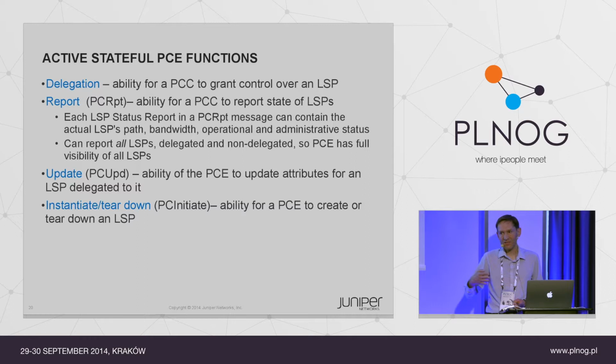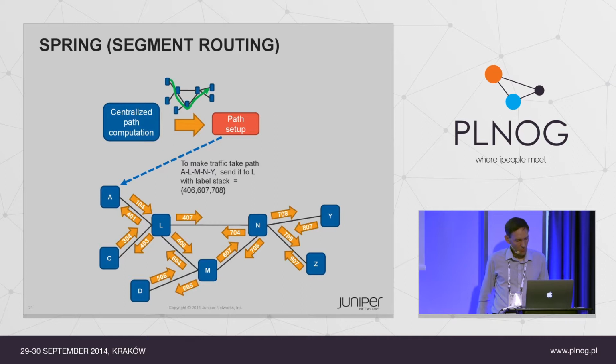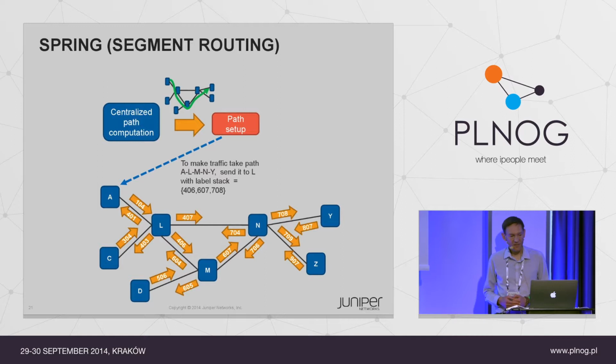More recently, there's been interest in something called Spring in the industry, which is a different way of having traffic follow a traffic-engineered path through the network, a source-routed path. So from the controller point of view, when it comes to path computation, the path computation is agnostic as to whether the LSP finally will be set up using RSVP or Spring.